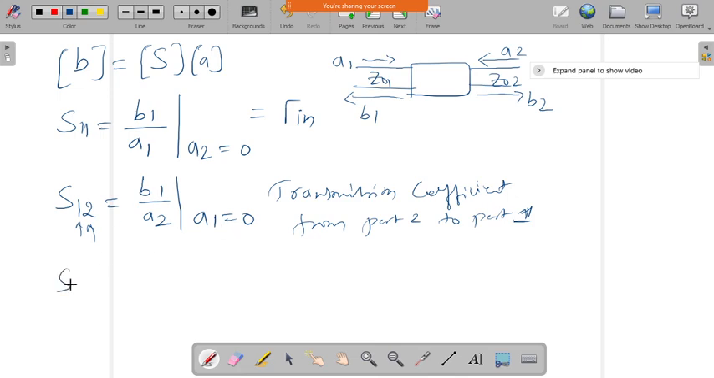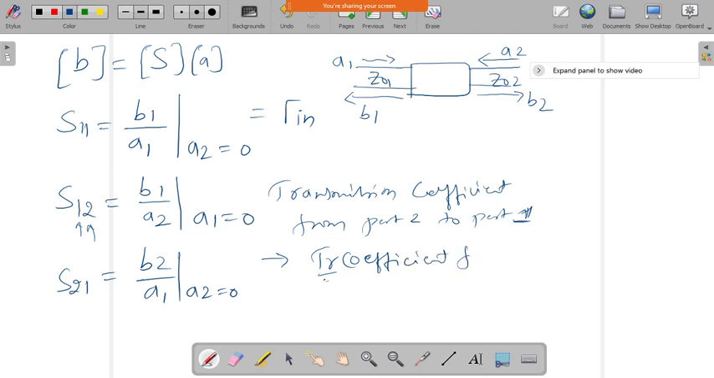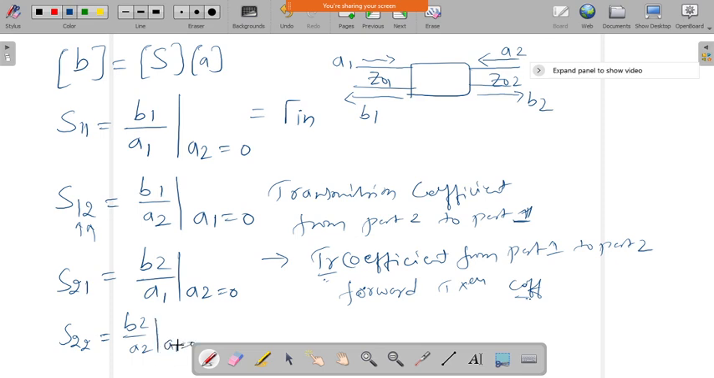And S21 is B2 by A1, where A2 equal to 0. We call this the transmission coefficient from port 1 to port 2, or the forward transmission coefficient. Similarly S22 is B2 by A2, when A1 equal to 0.